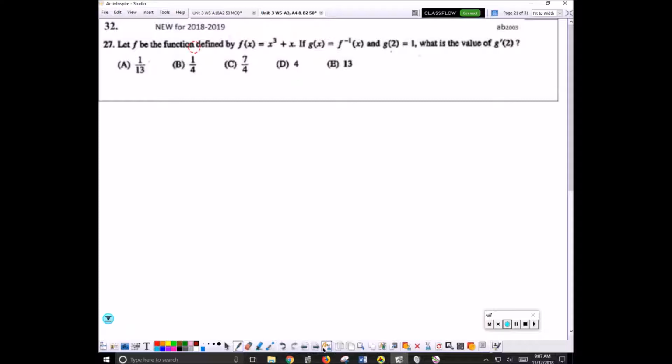Okay, so I read the problem. They give me f. That's nothing special. I get that in lots of problems. Then they say something I'm not really expecting. They say g is f inverse. I would say 95% of the time on the AP test, if they start talking about f inverse, there's a good chance they want me to use this formula. So you'll need a flashcard for this.